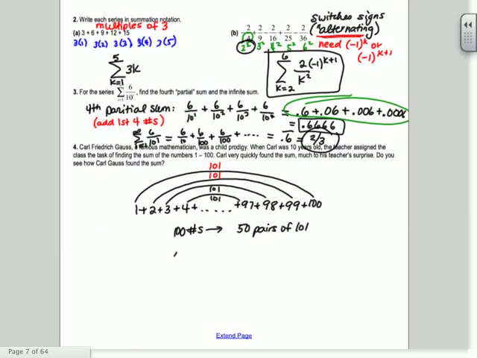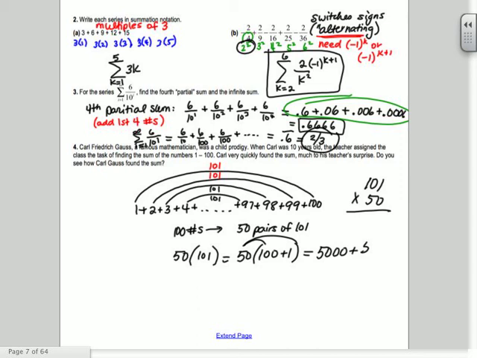So then, being the smart kid he is, he didn't just write this out as 101 times 50 and then find it that way. He was like, oh, I can do this in my head. 101 is 100 plus 1, distributive property, right? So 50 times 100 is 5,000. 50 times 1 is 50. So your answer is 5,050.